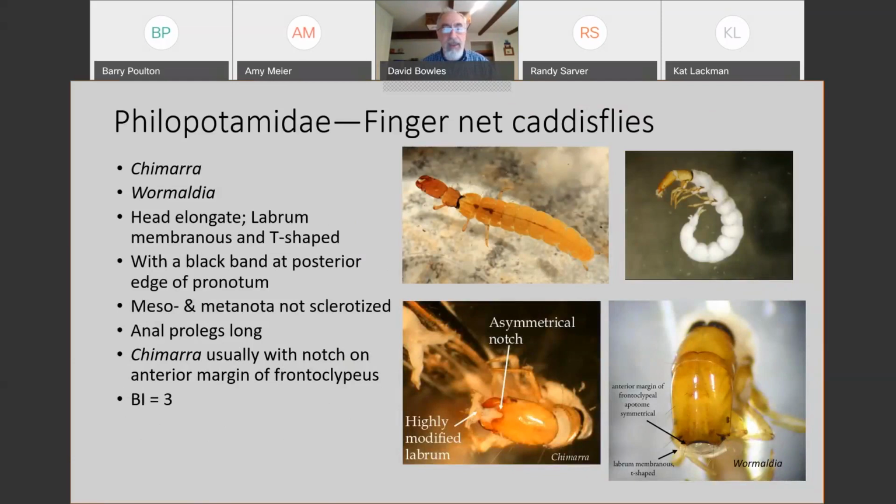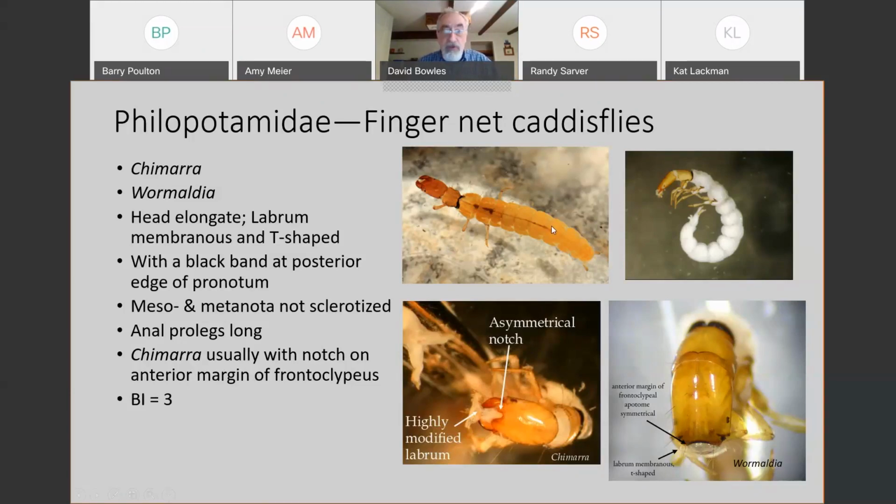They have an elongate head, so it appears narrow in profile. They have a T-shaped membranous labrum, and when that's expanded, and you can see it in the bottom left photograph, it's very distinctive. You can't miss that. Both of them have it. Both of the genera have a very distinct black band at the base of the pronotal sclerite. Only the pronotum has a sclerite. The mesonotum and the metanotum are membranous, so there's no sclerite there.